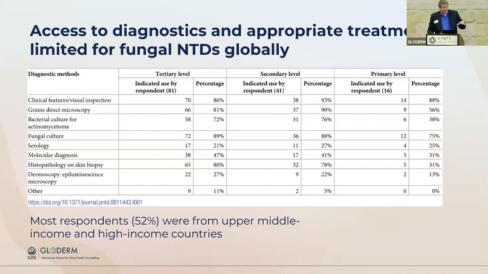You can see from here that maybe the percentages don't actually look as low as you would think, but I want to point out the footnote down here that 52 of the respondents were from upper middle income or high income countries. And you can still see that these diagnostics were limited, which is really unfortunate because you don't need really advanced technology to diagnose fungal NTDs. Sometimes you just need a microscope.